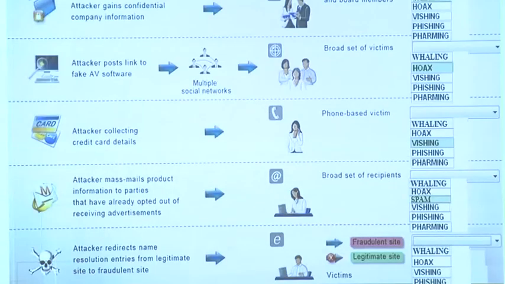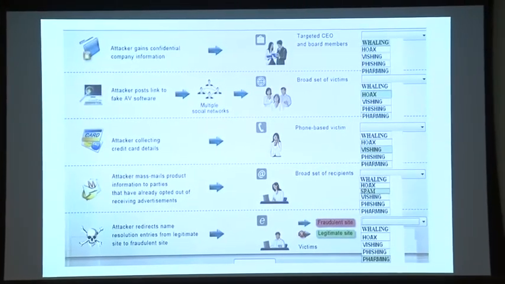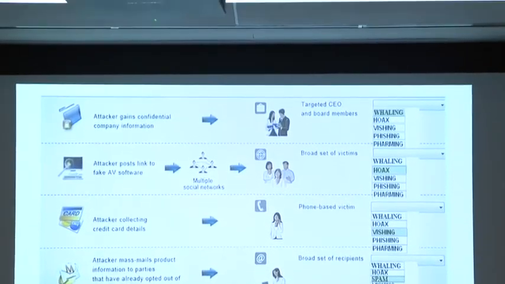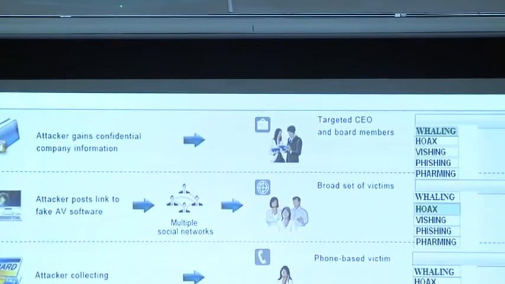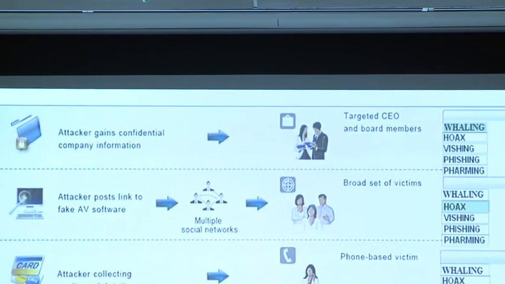Okay, this one you don't have to worry about. This one you will see, we talked about this the other day. If the attacker is going to gain control, gain confidential company information, they're targeting the CEO and the board members because they're targeting a specific group, it's called whaling. The next one is the attacker is going to post links to a fake AV site, and we're sending this over multiple social networks to a broad set of victims. This is a hoax.